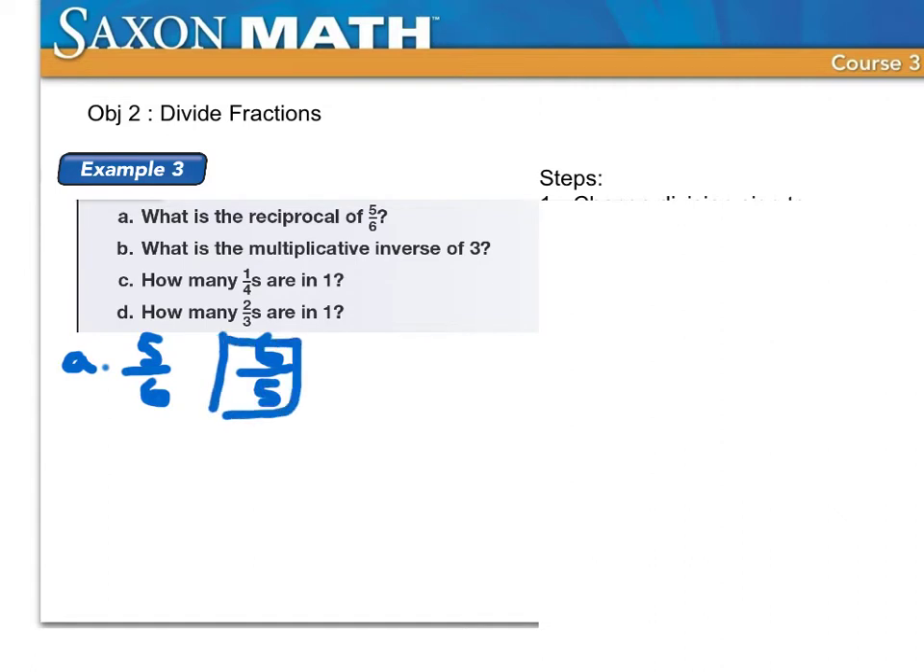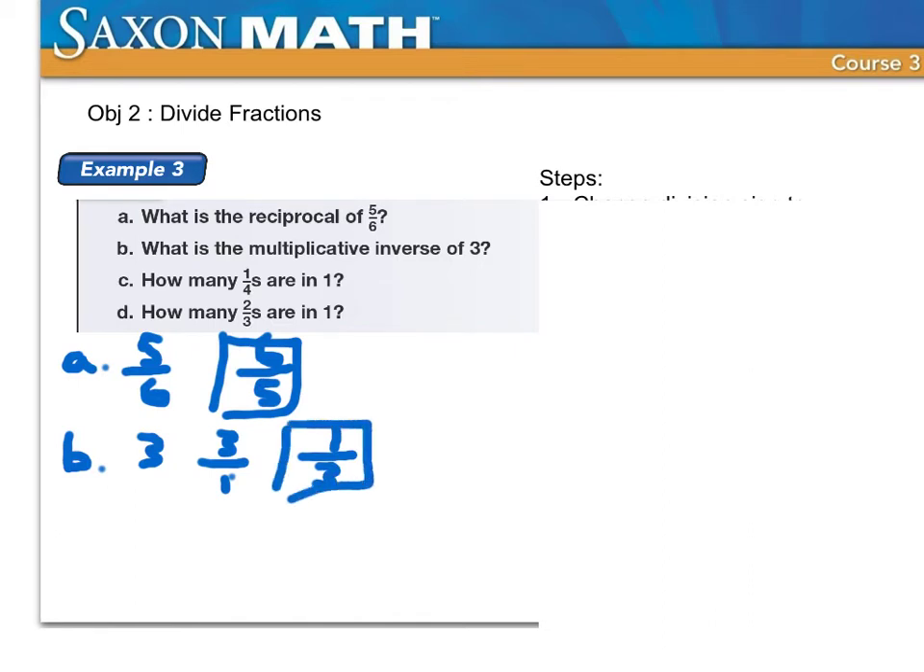Alright? And for part B, says, what is the multiplicative inverse of 3? Well, the first thing I need to do is take 3 and write it as a fraction, and we already did this problem. Now I need to flip it over, so the denominator becomes the numerator, and the numerator becomes the denominator. So it's 1/3.